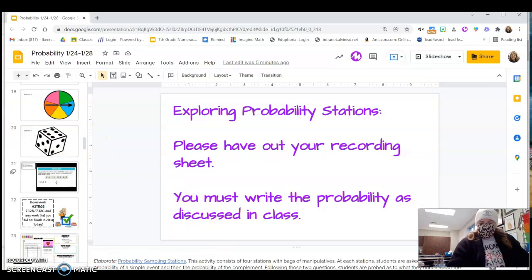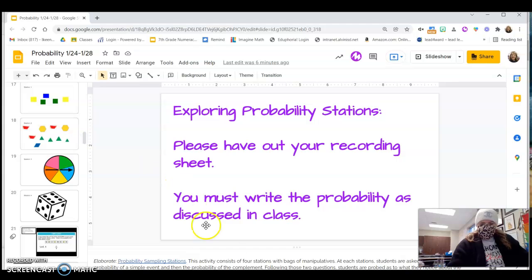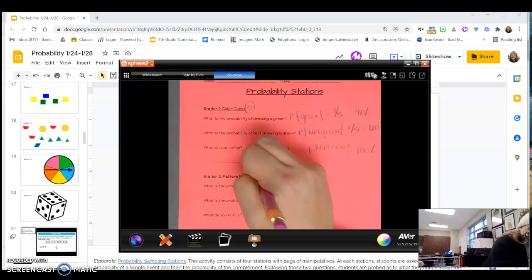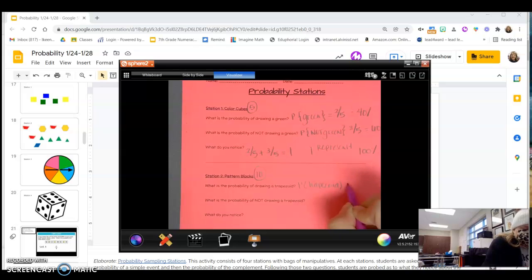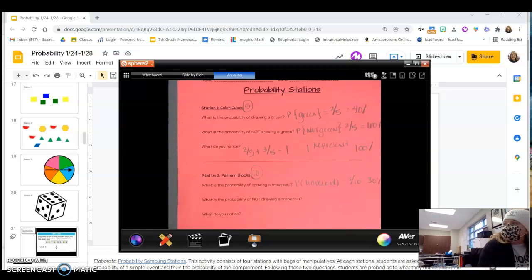So looking at the next slide, you should see pattern blocks. Okay, if we count the number of pattern blocks in station 2 so that we have a total: 1, 2, 3, 4, 5, 6, 7, 8, 9, 10. There are 10 pattern blocks total. What is the probability of drawing a trapezoid? So the probability of drawing a trapezoid, and yes, you have to write this probability statement. So there are 3 trapezoids out of 10, or we can write that as 30%. Okay?